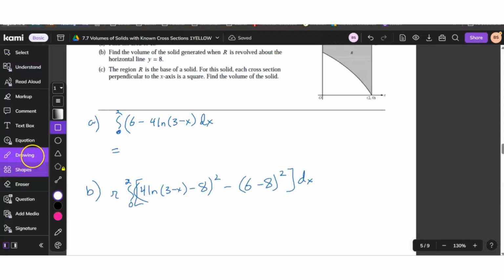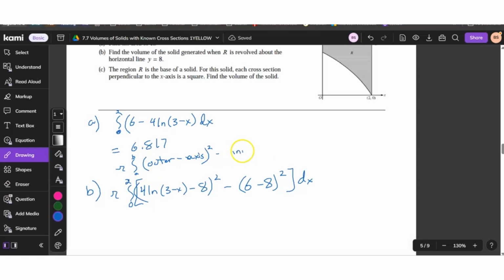Okay, so remember, this was always pi times the integral from a to b of the outer function minus the axis of rotation squared minus the inner function minus the axis of rotation squared. Does that ring a bell from 7.6 now? And the outer function is the one further away, which is this, minus 8, because 8 is where we're rotating. The inner function is 6, minus 8, because that's where we're rotating. Does that make sense? Perfect.